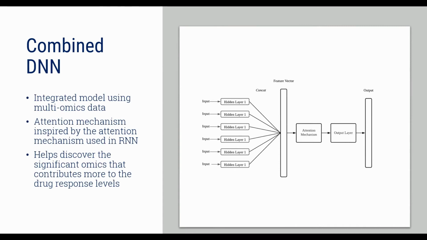To tackle the second challenge, which is the effective multi-omics data integration, we created a combined model. In the combined model, we combine the 6 individual models into an integrated model with truly multi-omics data. To attain the integrated model, we introduced an attention mechanism, inspired by the attention mechanism used in RNN, with the aim of discovering the significant omics that contribute more to the drug response levels. The figure represents the model architecture of the combined DNN.